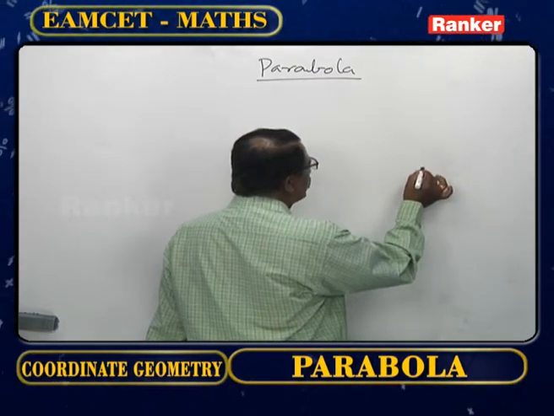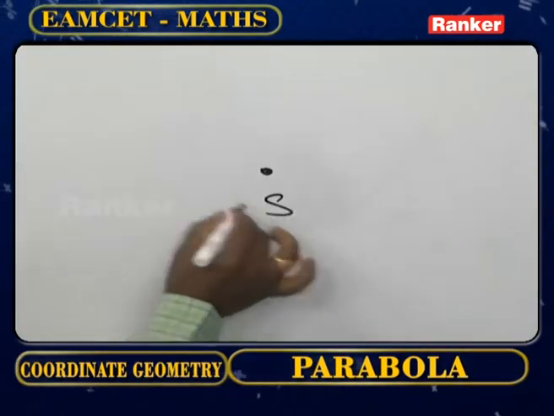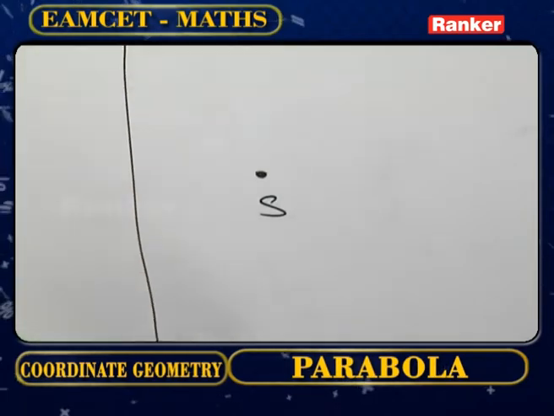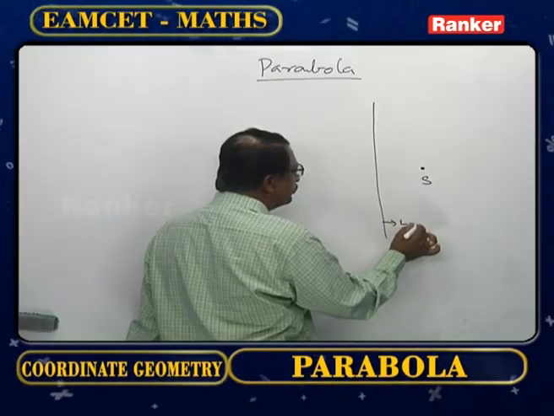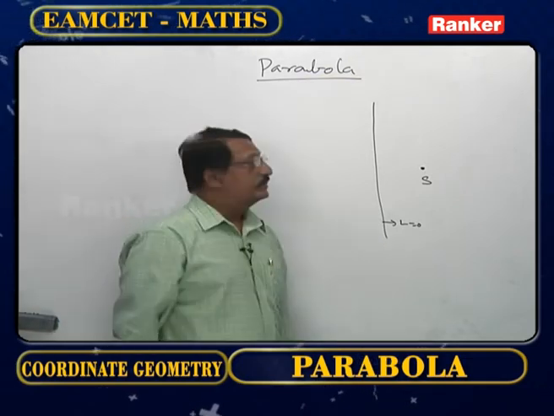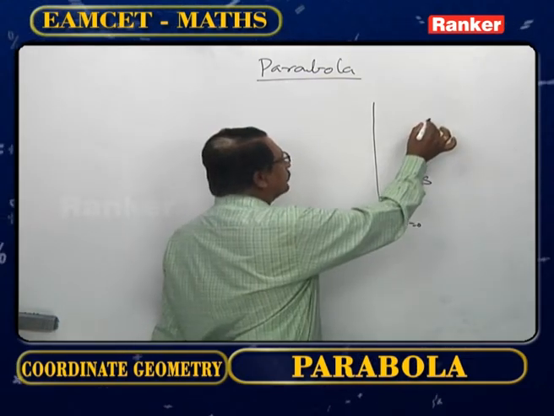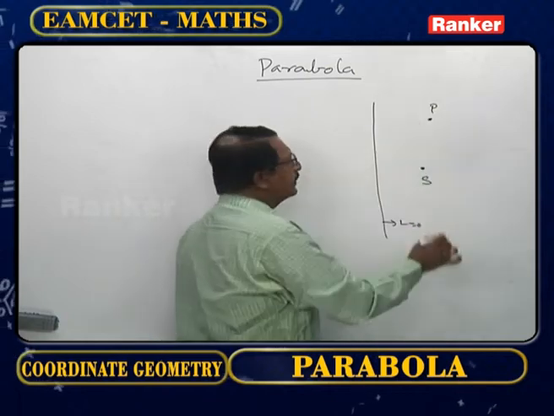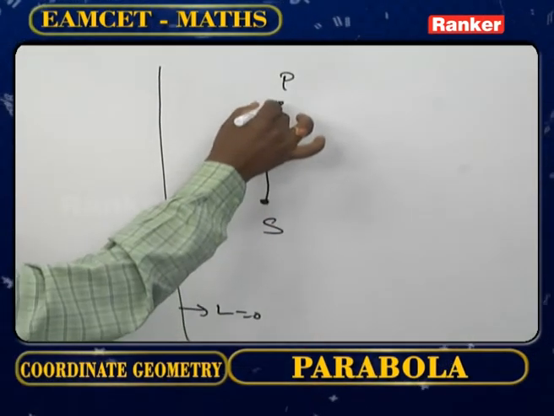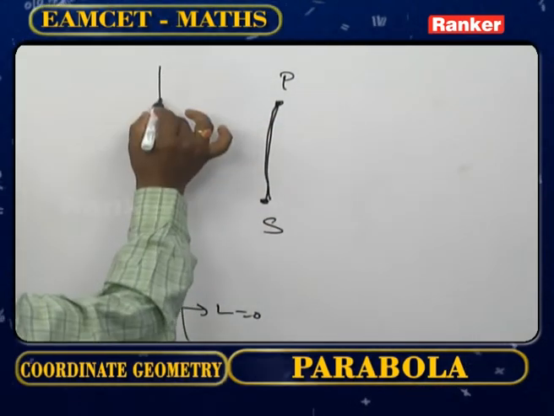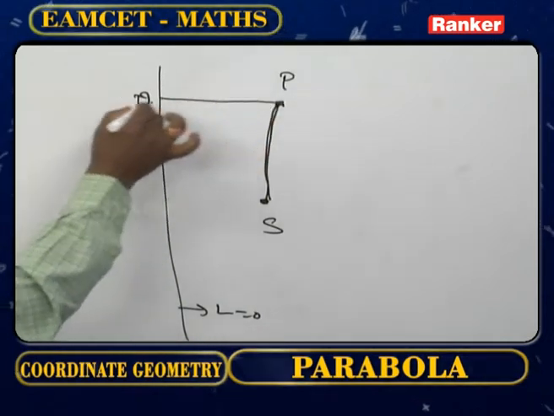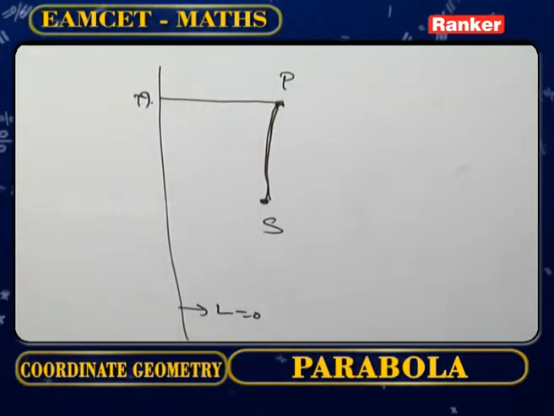There is a fixed point S and L equals 0 is a fixed line. P is a variable point. The distance between the fixed point and the variable point is SP, and the perpendicular distance from the variable point to the fixed line is PM.